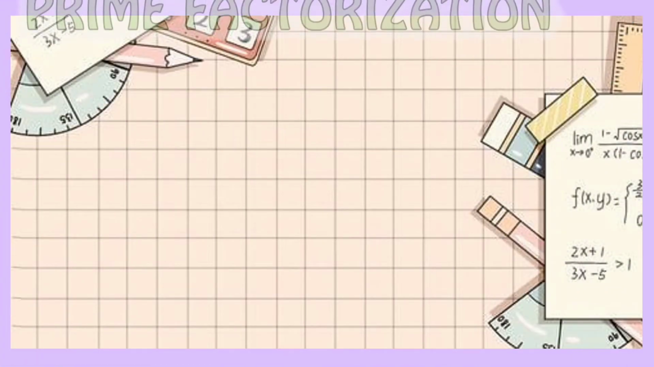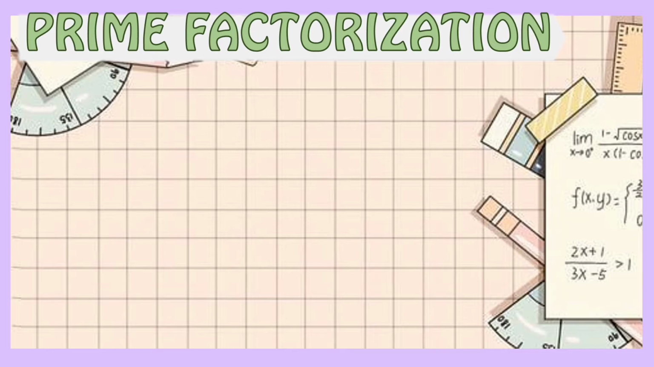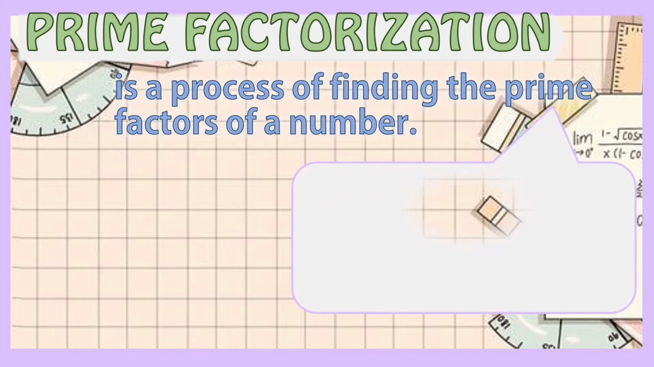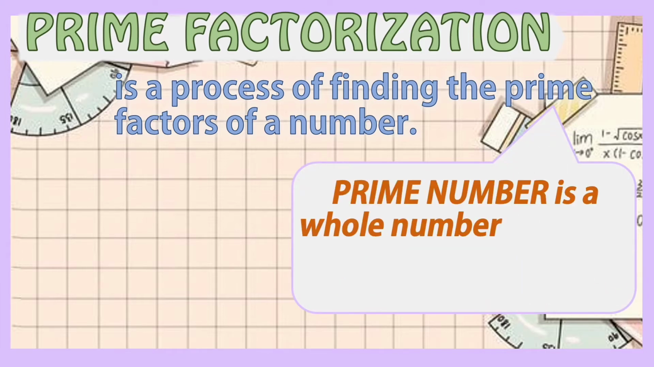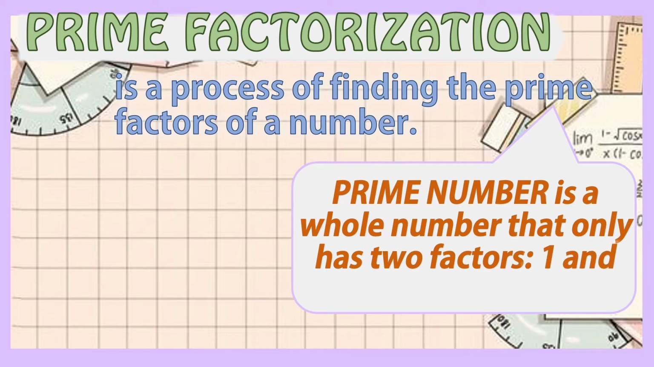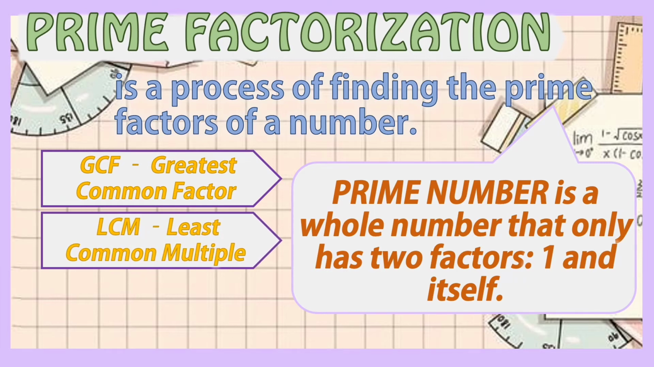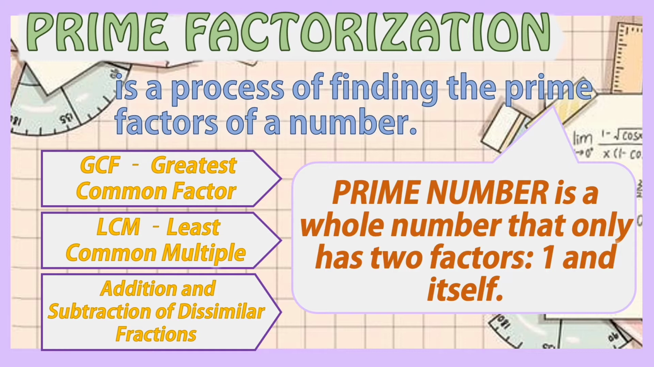Now let's learn prime factorization. Prime factorization is a process of finding the prime factors of a number. Again, a prime number is a whole number that only has two factors, 1 and itself. It is important to know and learn prime factorization because it is used in getting the GCF or greatest common factor, the LCM or least common multiple, and can be used in addition and subtraction of dissimilar fractions.